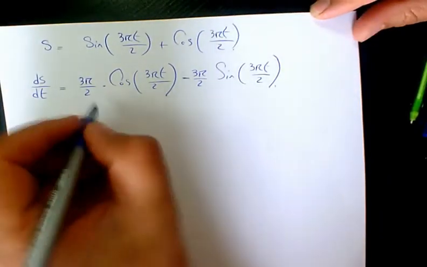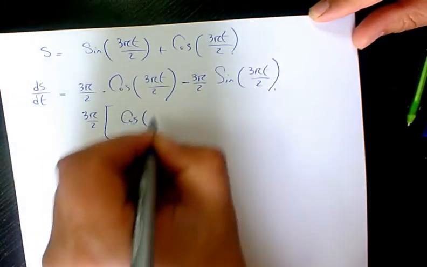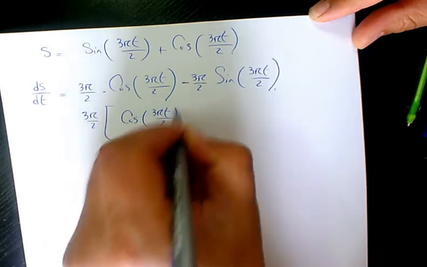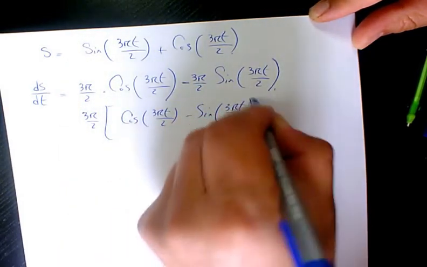So when you factor it, it's going to be cosine 3 pi t over 2 minus sine 3 pi t over 2.